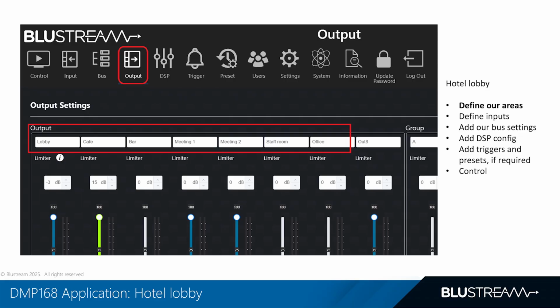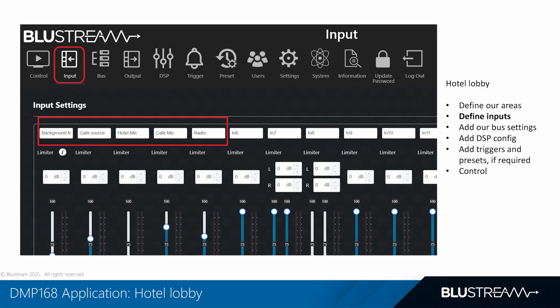First, on the output page, I took the step of naming each output after its audio area. So things like lobby, restaurant, or staff room. So why is this important? Instead of remembering which output number goes to which room, you and your client see plain descriptive labels. This keeps system navigation simple and eliminates guesswork during setup or day-to-day use. It's a small step that makes a big difference, especially in multi-zone environments where clarity is key.